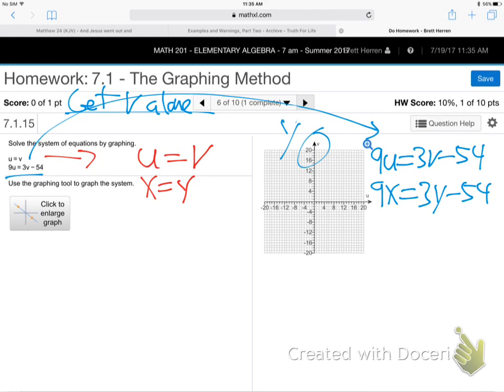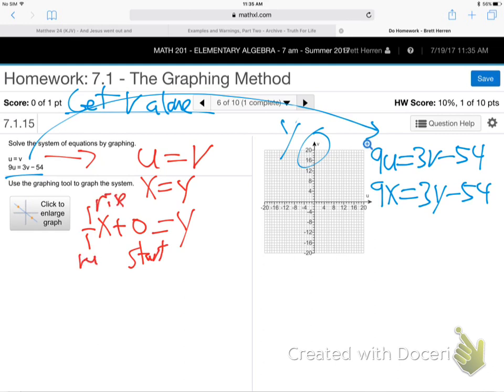So let's graph the red one first. Y's alone, but it's 1 over 1x plus 0. Is everybody okay with that? That makes sense? 1 over 1x plus 0. Right, because that's the same as just x, isn't it? Right, and then we start at 0 and rise and run, right?